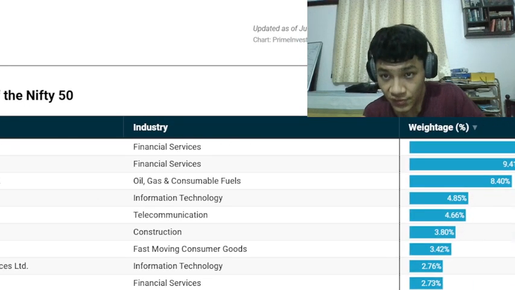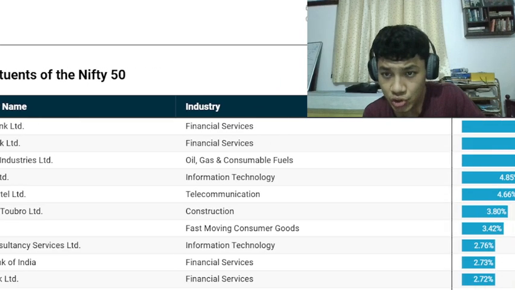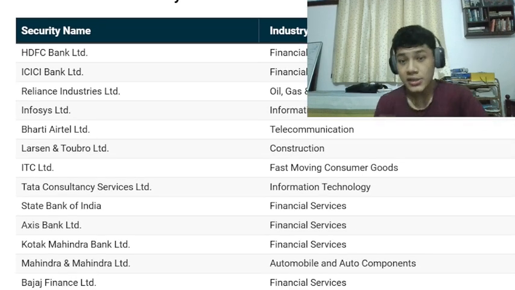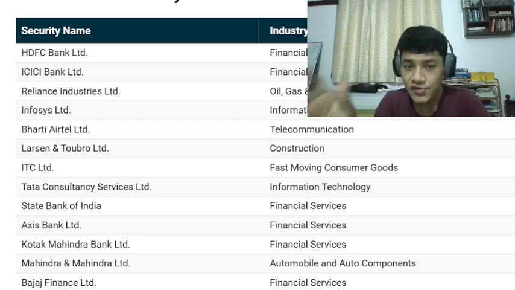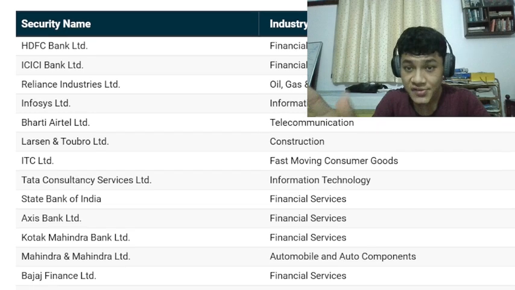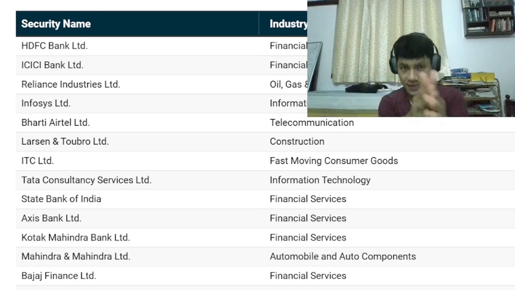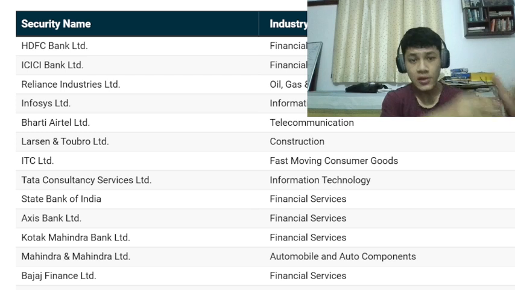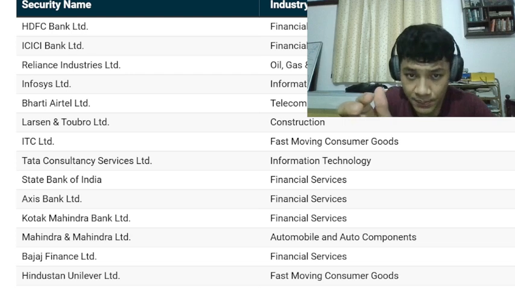Then Infosys is the fourth, 4.85%. Bharti Airtel is fifth. Larsen & Toubro, sixth. And as we move down, we have TCS. Again, many of its shares are owned by the promoters and strategic investors. Those are not free floating shares, so those shares, and the market value of all those shares, will not be included in the Nifty 50. That's why TCS is down here.